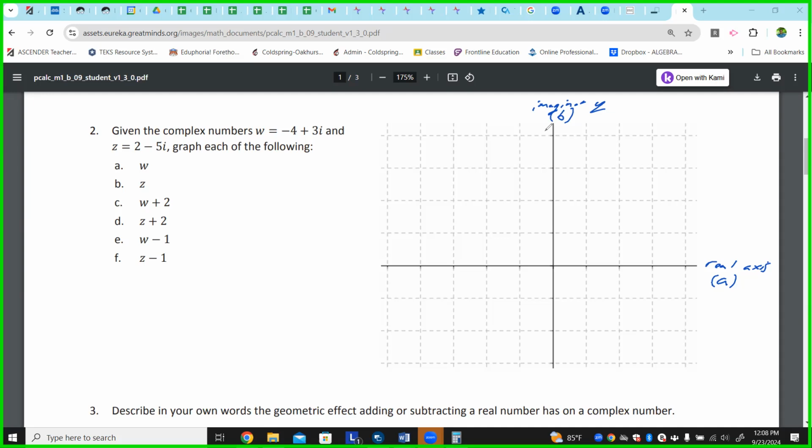So if you need to, write out the arithmetic part of it. This is -4 plus 3i plus 2. So when I combine like terms, this now becomes -2 plus 3i.